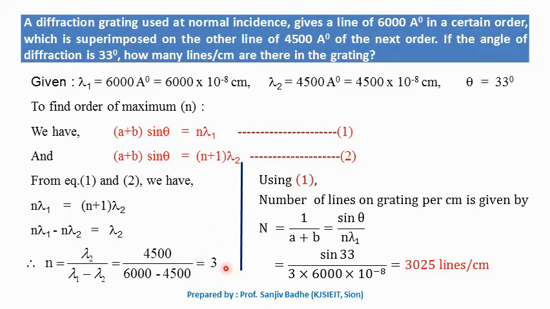Once we get the value of n as 3, this value can be substituted in equation 1. Lambda 1 is known, theta is known, so we can calculate a plus b, and the number of lines per centimeter is nothing but 1 upon a plus b. So the number of lines on the grating per centimeter is given by N equal to 1 upon (a plus b), that is equal to sin theta upon n lambda 1, which is calculated as 3025 lines per centimeter. So the grating in this problem has got 3025 lines per centimeter.